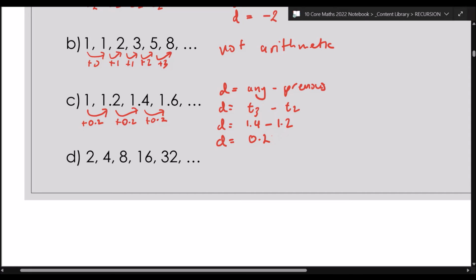0.2. Okay, next one. So 2 to 4, it's added by 2. 4 to 8 is adding 4. 8 to 16, you've added 8. 16 to 32, you've added 16. So you can see that it's not adding by the same amount. Okay, so it's not an arithmetic sequence.